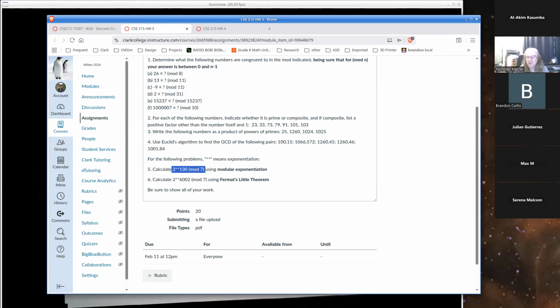It'll take 8 or 9 lines of steps to get there. And then for number six, use Fermat's little theorem to do this calculation. This takes very few lines, probably 4 or 5 lines of work to get the answer, but you've got to show me your steps. You've got to show me how you got there. You've got to make clear how you're using Fermat's little theorem to get to this answer.